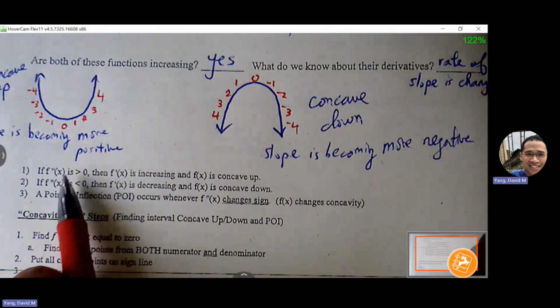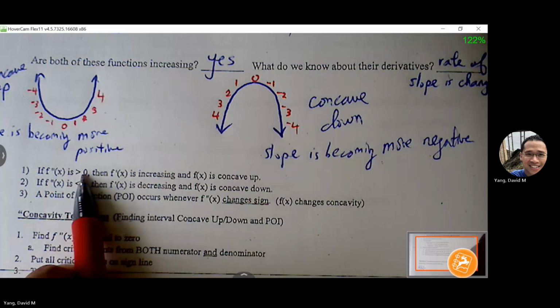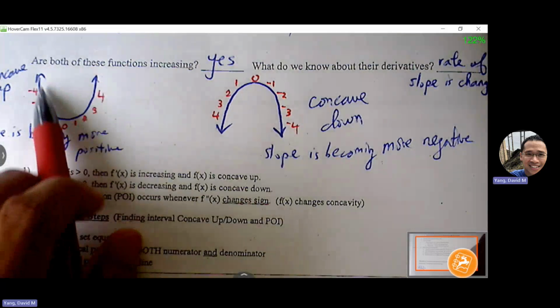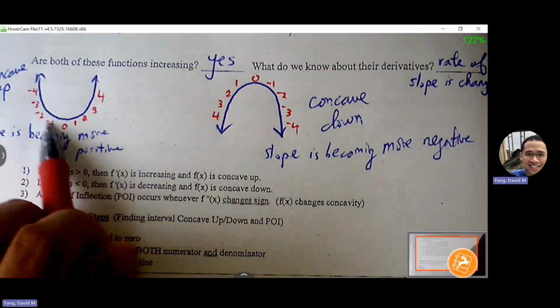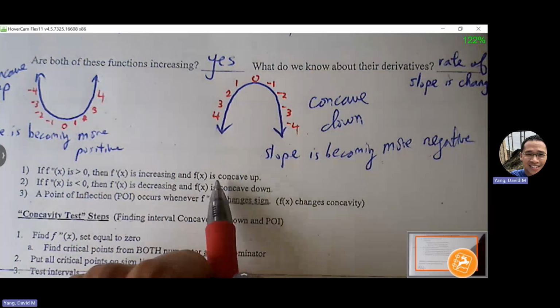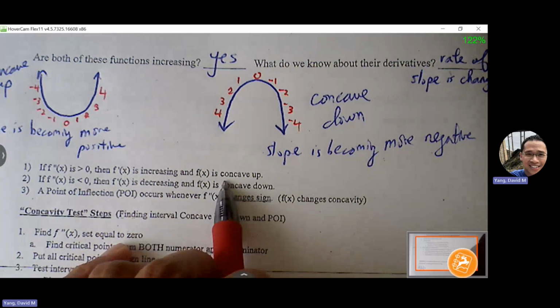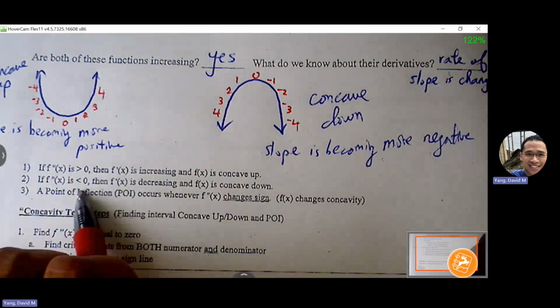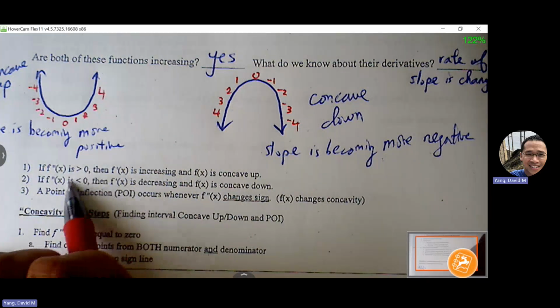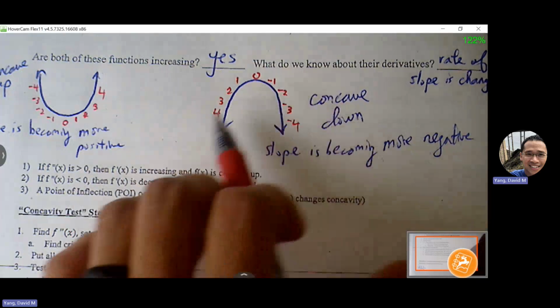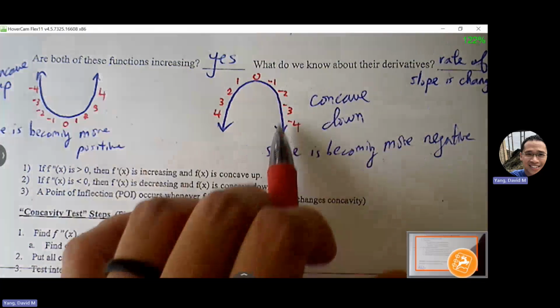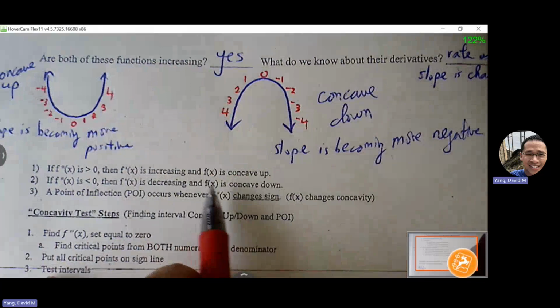So if my second derivative is positive, that means my slope is increasing or becoming more positive, and that way I can conclude that my function is concave up. If my second derivative is negative, that means my slope is becoming more negative, is moving in that negative direction. It's going to create this shape, and the shape is concave down.